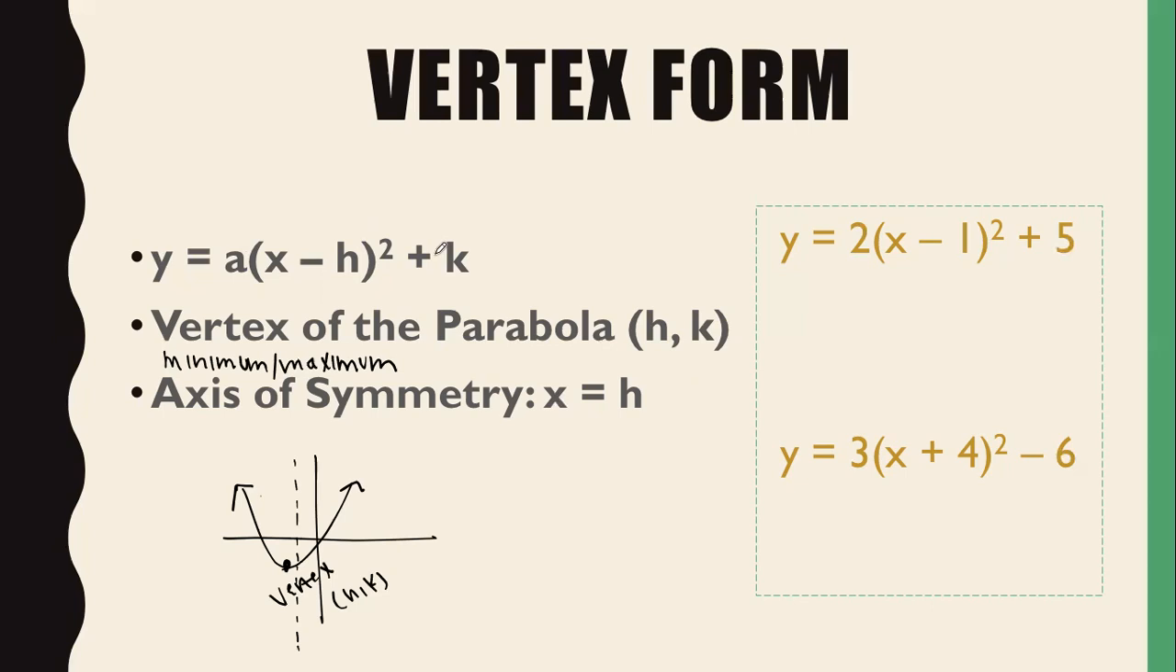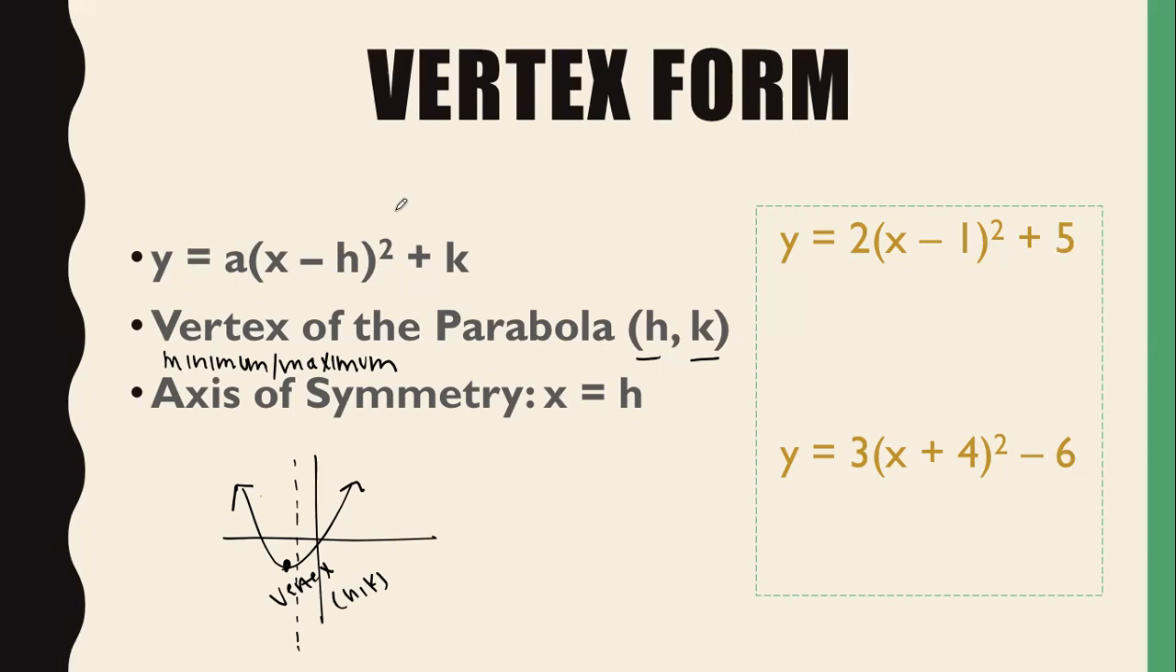Now, notice it says the vertex is h, k. Do you notice this minus sign here? This does not make it negative. I need you to think of this as opposite. This says x minus h. Well, this is a positive h value. Plus k, this is a positive k value. So I want you to think of this middle one, the x minus h, as opposite sign, okay?